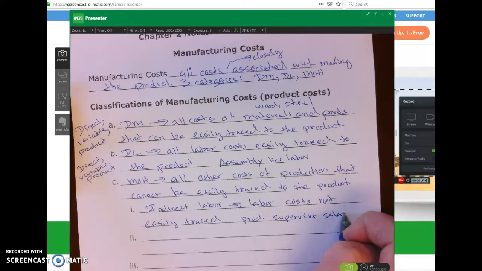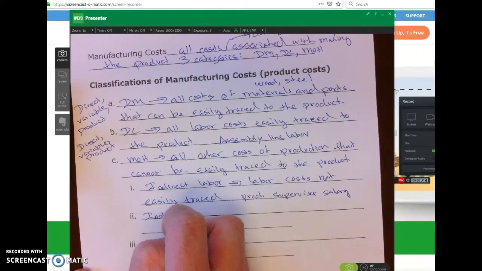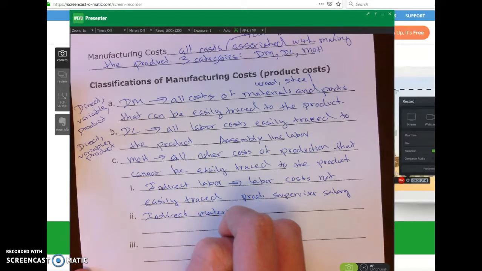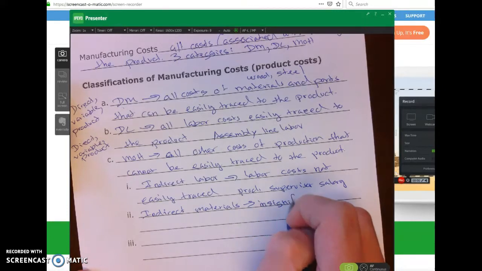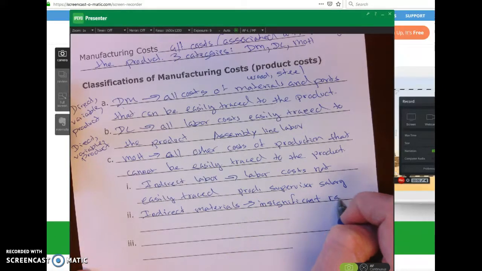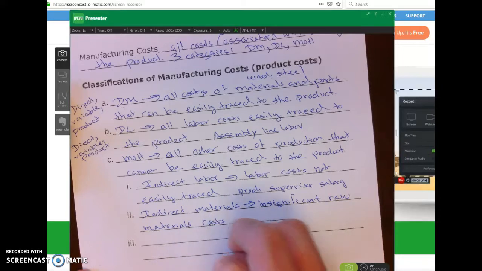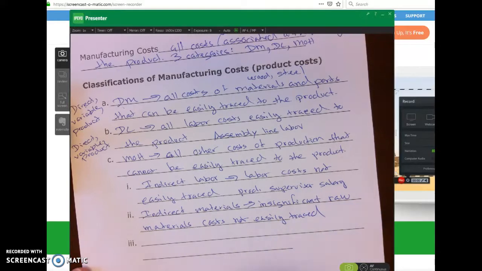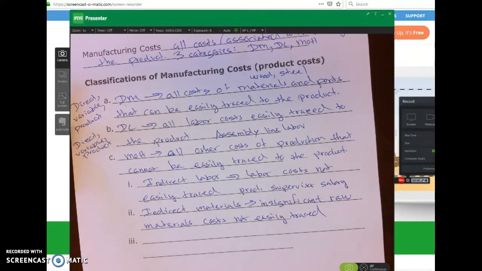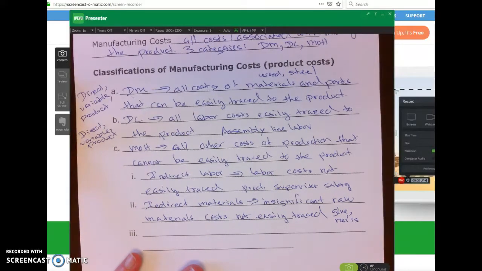The next one is indirect materials, which we can define as insignificant raw materials costs not easily traced to the product. Examples would be glue or nails. Those would be examples of indirect materials.